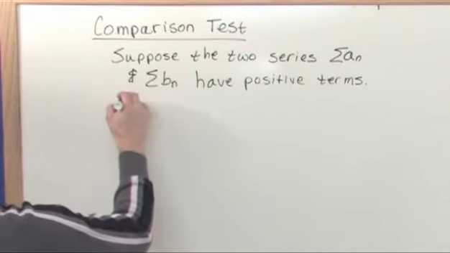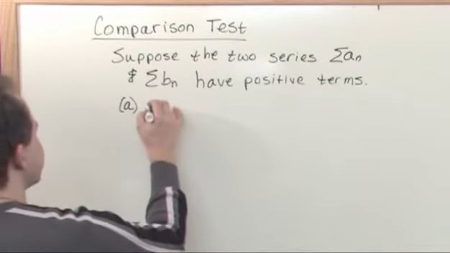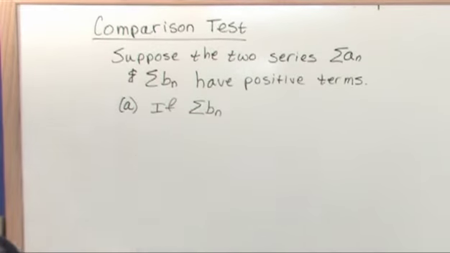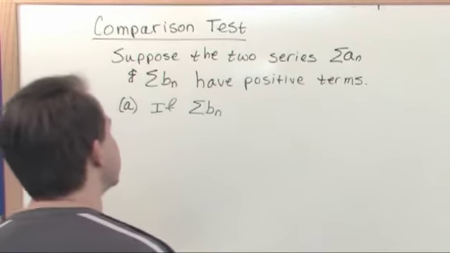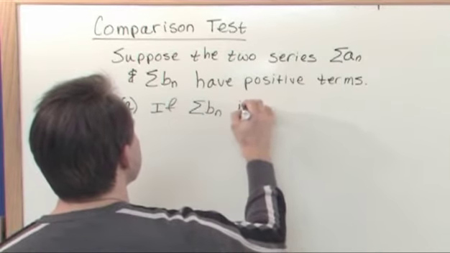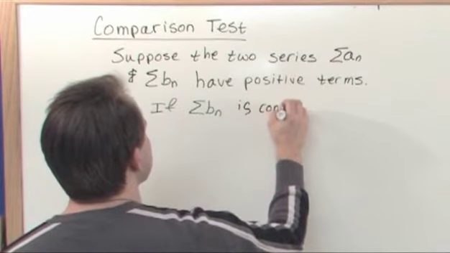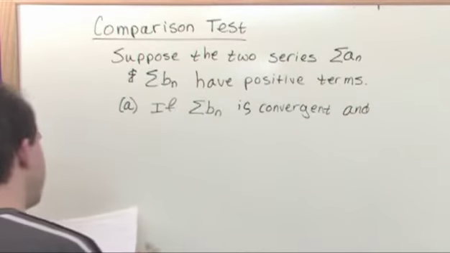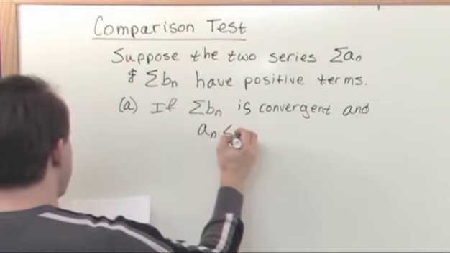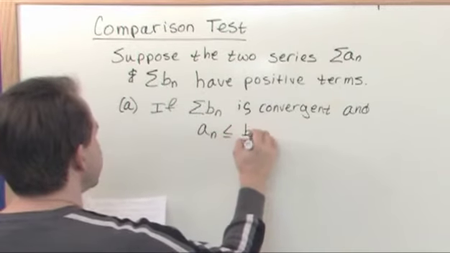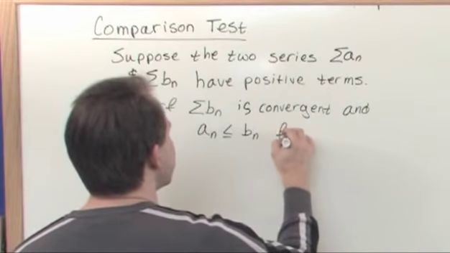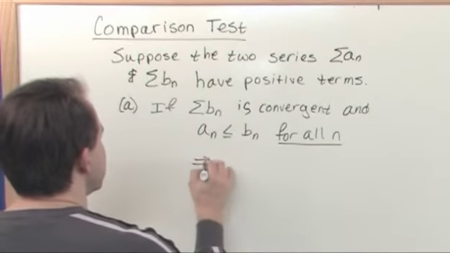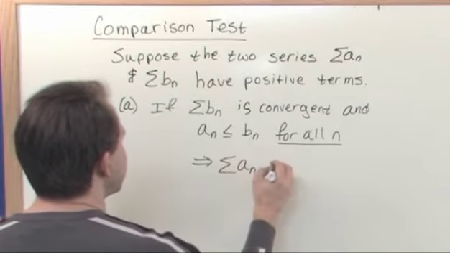So, part A. And here's where the rubber meets the road: if the series b sub n, the one that we make up to study to see how it behaves, if b sub n is convergent, and this is a very important and, the terms a sub n is less than or equal to b sub n, we'll talk about this in a second, for all n, I'm going to underline that, for all n, then the series that we cared about, a sub n, converges.